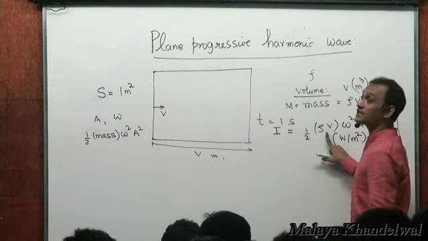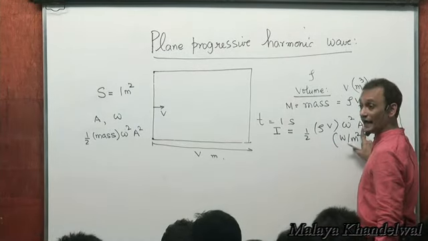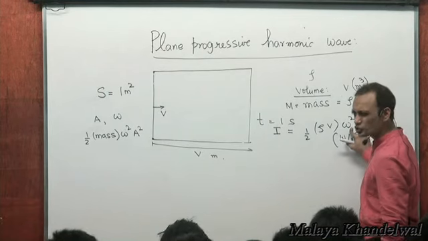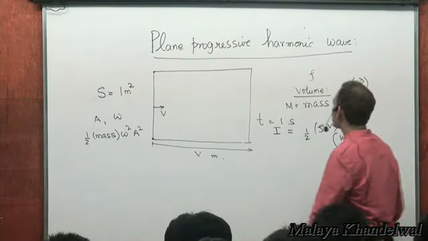So this is the intensity of a plane progressive wave, proportional to the square of the amplitude. Omega you can write as 2 pi n if you require, otherwise you can just leave it like this.